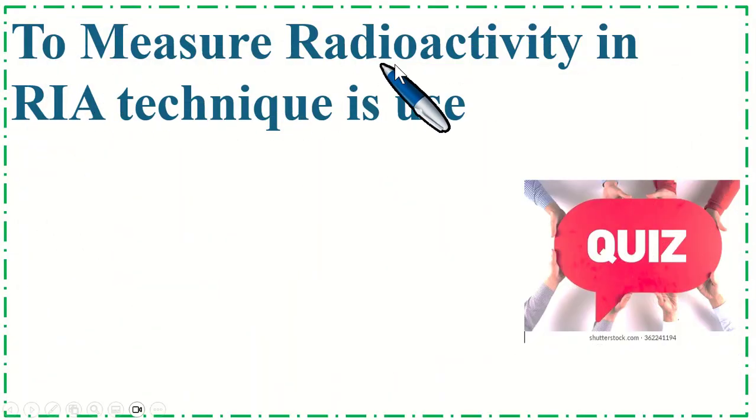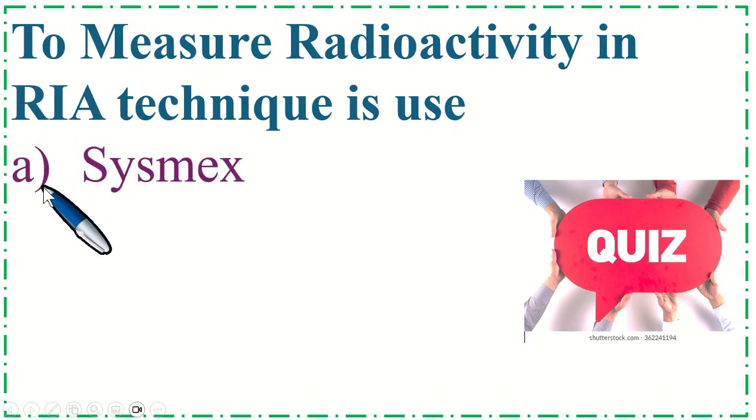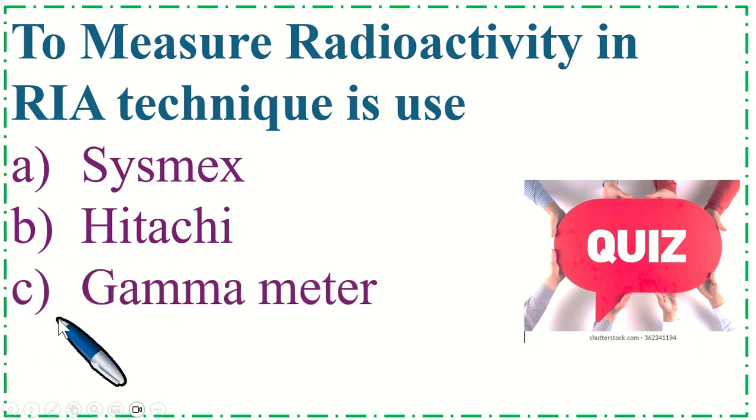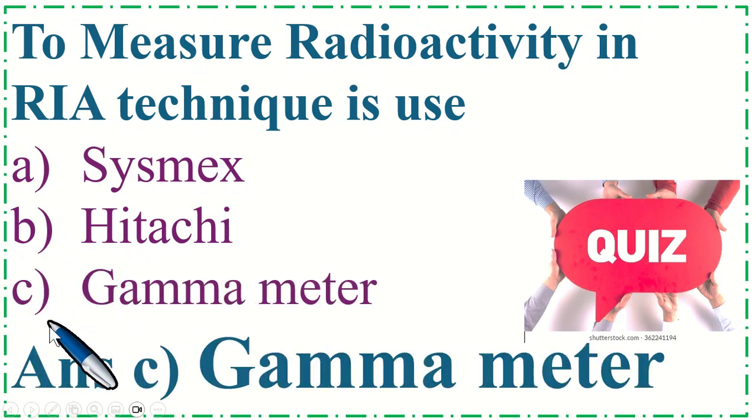To measure radioactivity, an RIA technique is used. Option A Sysmex, B Hitachi, C gamma meter. So the correct option is C gamma meter.